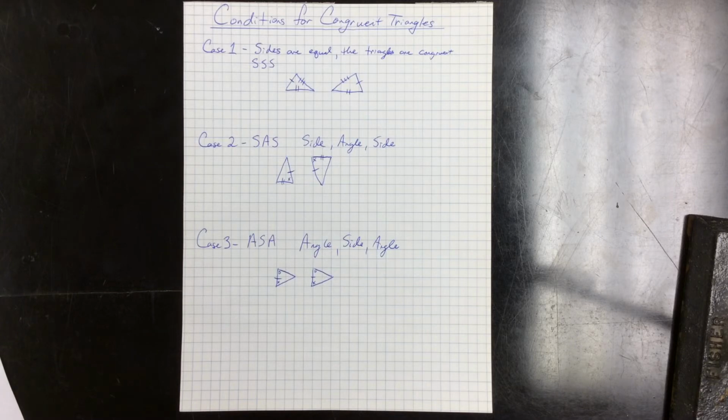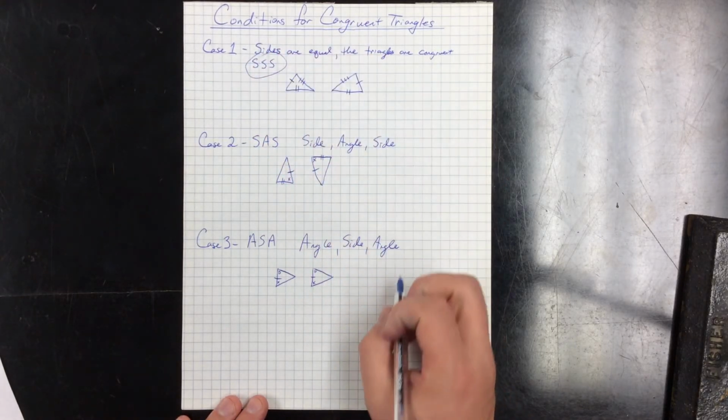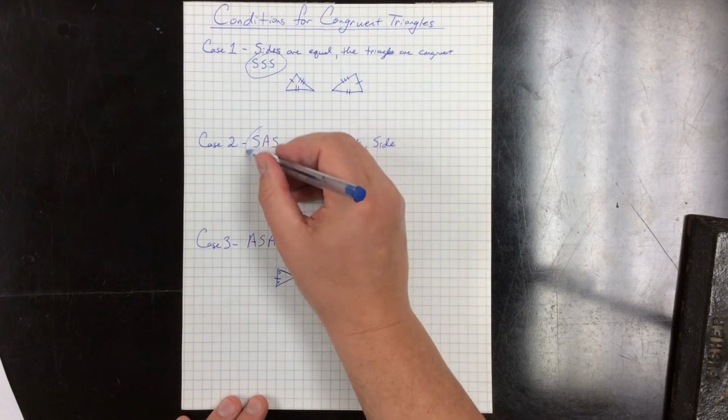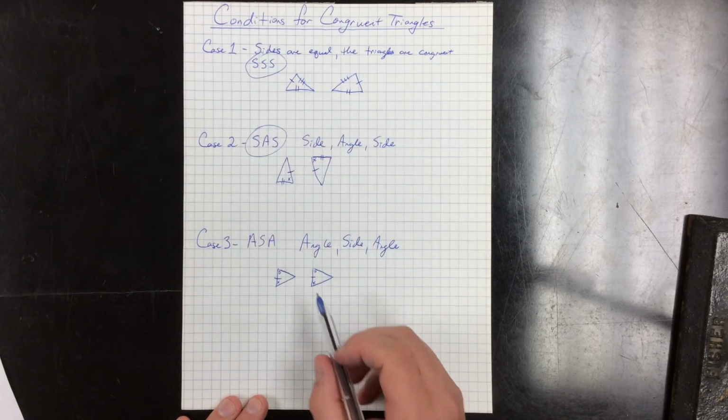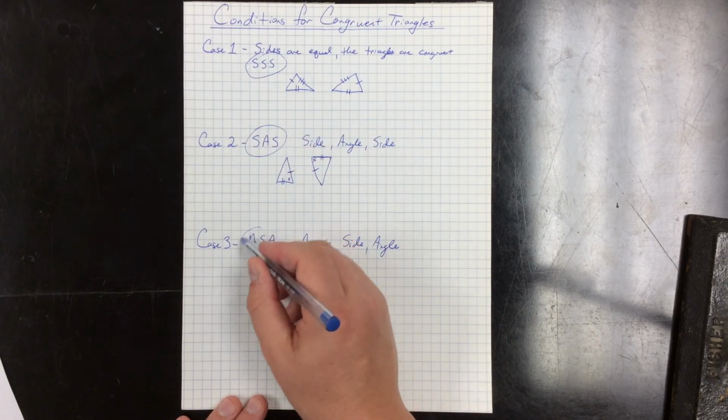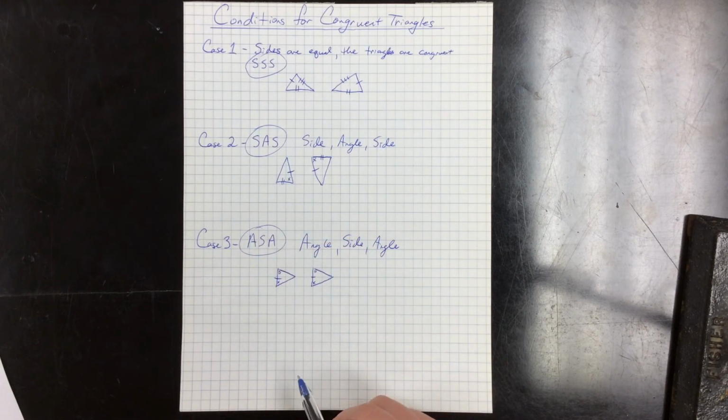So my three cases, if I have three sides, the triangles are congruent. If I have a side, an angle, and a side, they are congruent. Or if I have angle, side, angle, the two triangles are congruent.